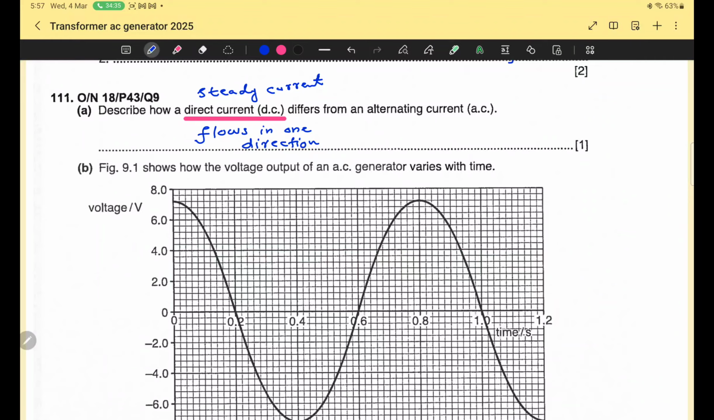Whereas alternating current: its direction reverses. Number two, its value also increases, decreases, increases, decreases. So the direction reverses as well as the value fluctuates.